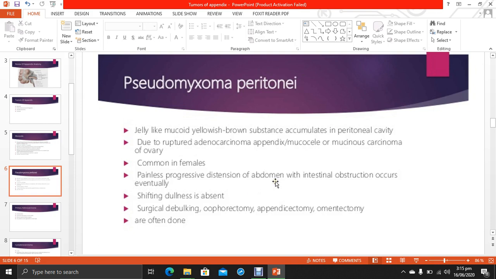What to do with pseudomyxoma peritonei? We do surgical debulking, oophorectomy, appendectomy, and sometimes omentectomy as well. But nowadays there is another option, hyperthermic intraperitoneal chemotherapy. This is available throughout Pakistan and we do it in War 2, but for that a perfusion machine is needed, and we have had successful results for pseudomyxoma peritonei.